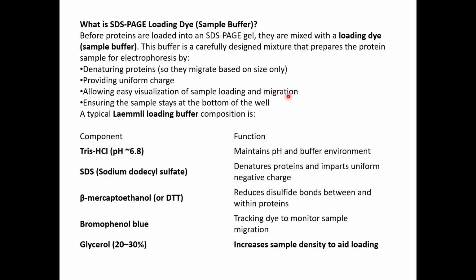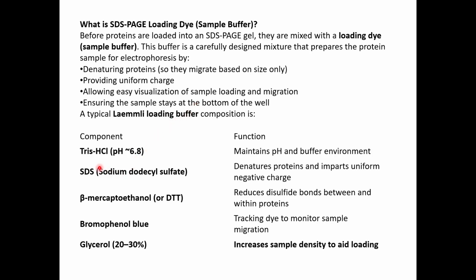So this also has dye in it, which helps us visualize our sample and load it properly into the gel. It also helps us visualize the sample while the migration is taking place in the gel throughout the electrophoresis. This ensures that the sample stays at the bottom of the well, because it also has a density-providing material like glycerol. This helps the sample gain more density and settle into the well. Otherwise, if you do not have a dense material with it, it will diffuse into the buffer and there will be loss of sample. So these are all the important characteristics of a loading dye.